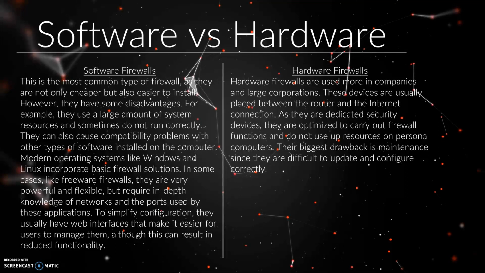So for software versus hardware, as I previously mentioned at the beginning, software is primarily used for individual PCs. And most people have this kind of thing, like they use Windows Defender, which is the built-in one for Windows OS, or they have McAfee or something like that. So this is the most common type of firewall, as they are not only cheaper but also easier to install. However, they have some disadvantages. For example, they use a large amount of system resources and sometimes do not run correctly. They can also cause compatibility problems with other types of software installed on the computer, which is a frequent issue that I've had in the past when I used to use third-party firewalls.